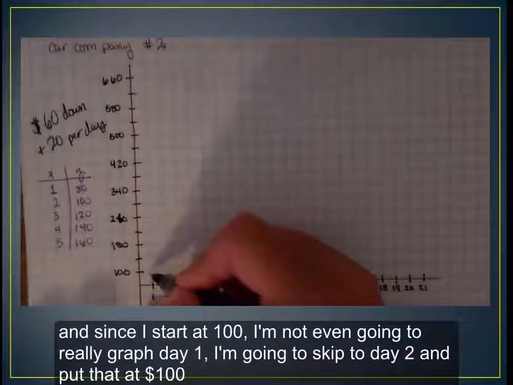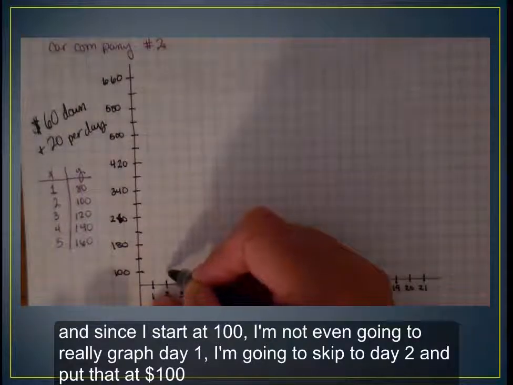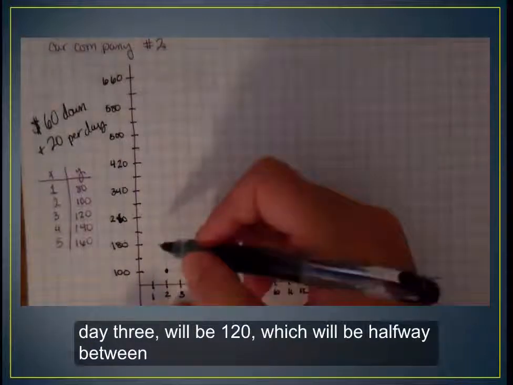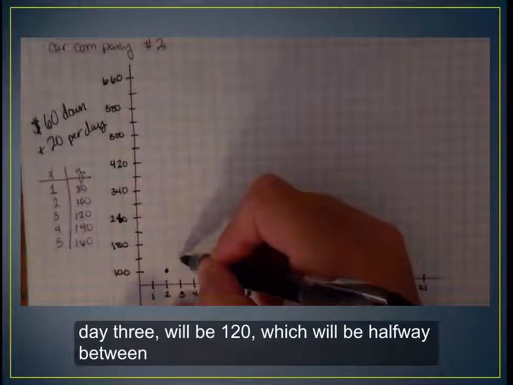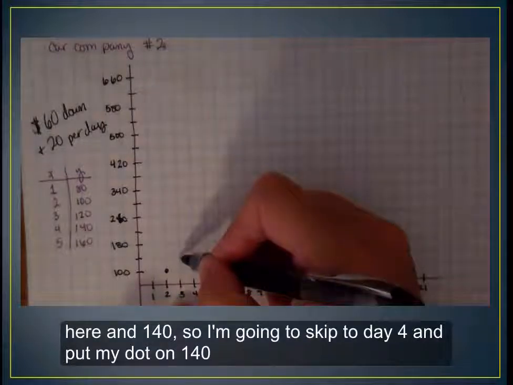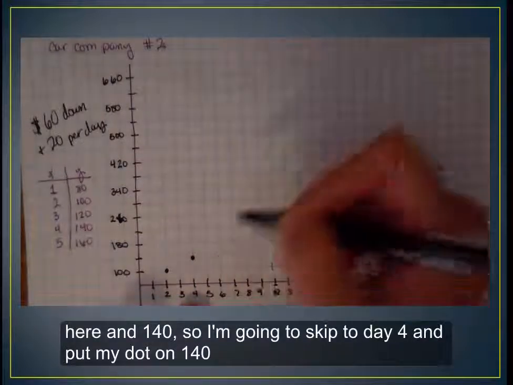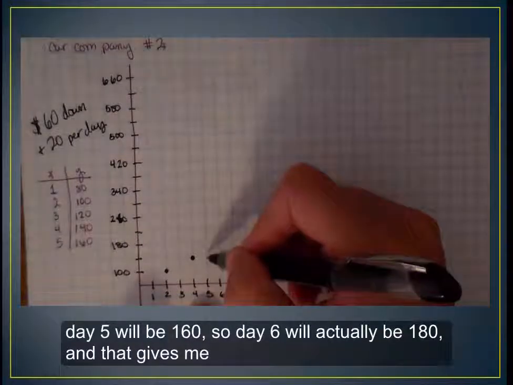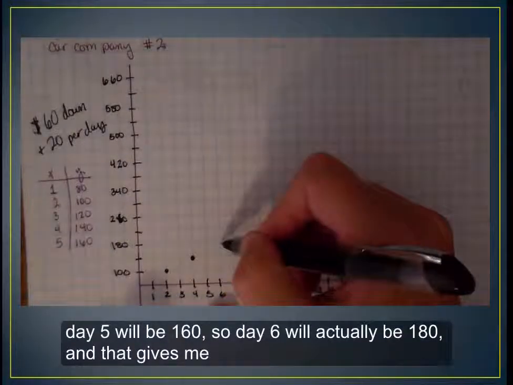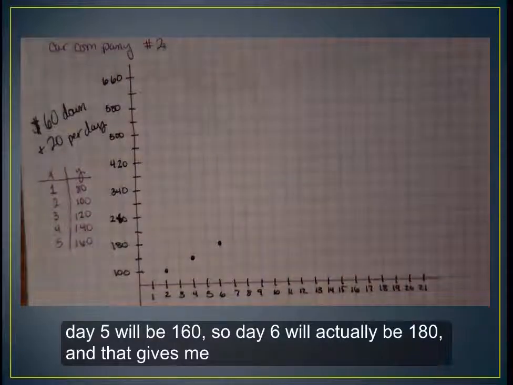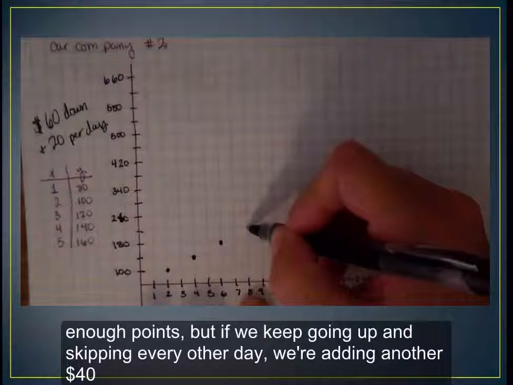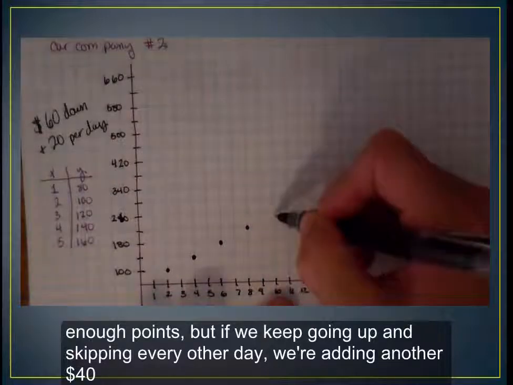And since I started at 100, I'm not even going to really graph day 1. I'm going to go ahead and skip to day 2 and put that at 100. Day 3 will be 120, which will be halfway between here and 140. So I'm going to skip to day 4 and put my dot on 140. Day 5 would be 160, so day 6 will actually be 180, and that gives me enough points. But if we keep going up and skipping every other day, we're adding another $40.